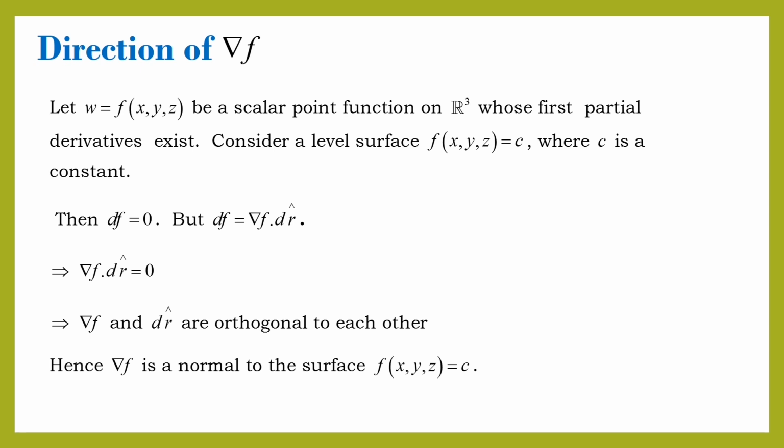If the dot product between two vectors is 0, what can we say about them? Those two vectors are orthogonal to each other. Here, del f and dr cap are orthogonal to each other because their dot product is 0. Dr cap represents the tangent vector, so del f represents a normal vector. So del f is always perpendicular to the given surface.